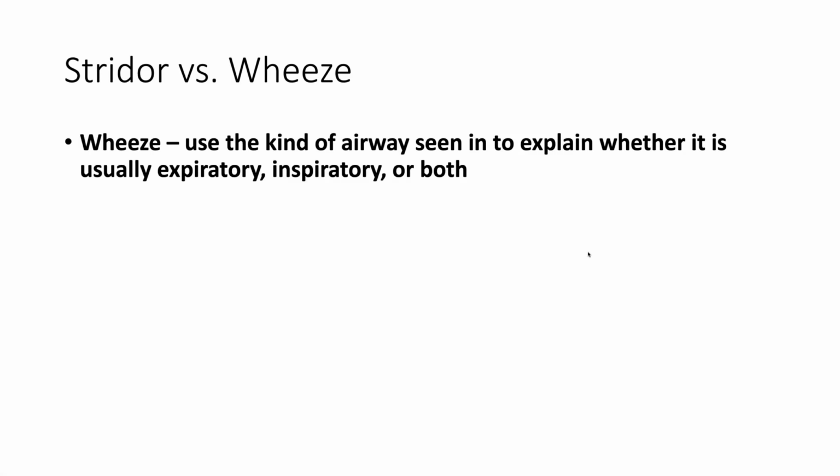So Sujith, for a wheeze, can you tell me the kind of airway that we see it in, to explain whether it would be usually expiratory, inspiratory, or both? Usually it's expiratory. Yeah, almost always, right? Now tell me why. Since it's in the intrathoracic region, there's a chance of the area being collapsed. So I guess that's one reason why there's an expiratory wheeze, because inspiration expands, while in expiration it collapses or decreases in volume. Yeah, that's the major reason.